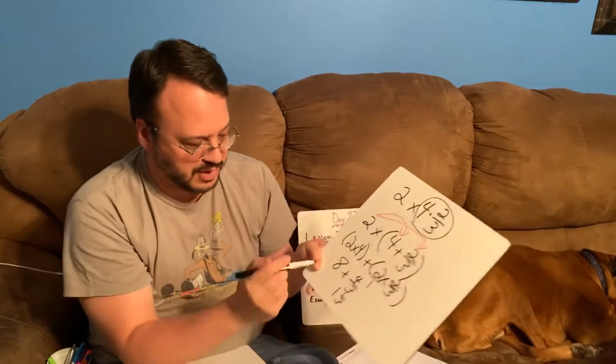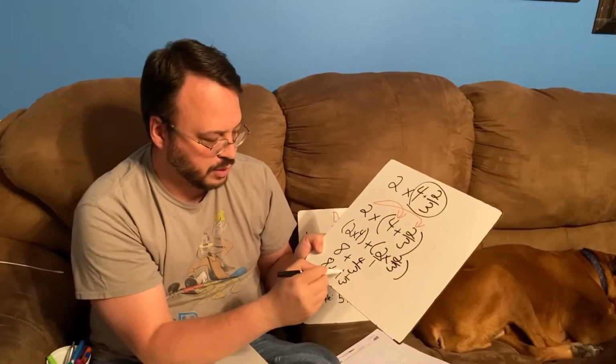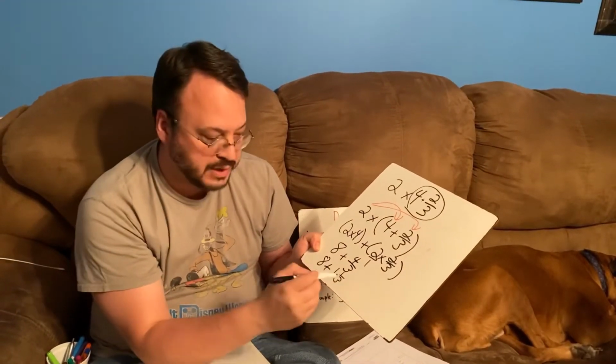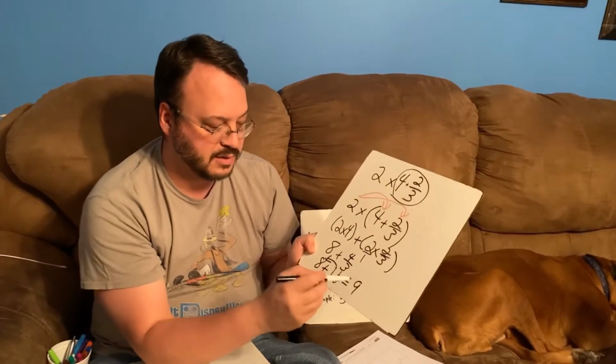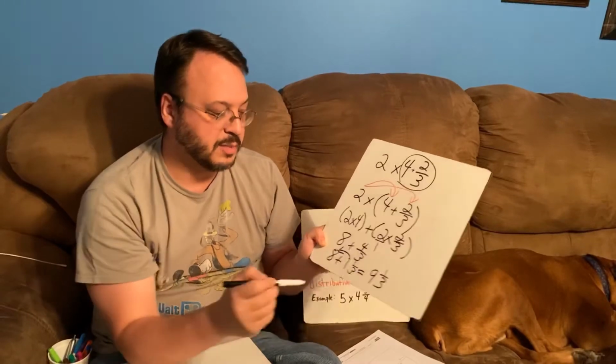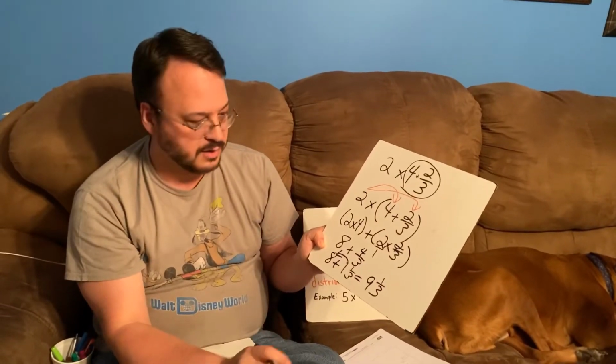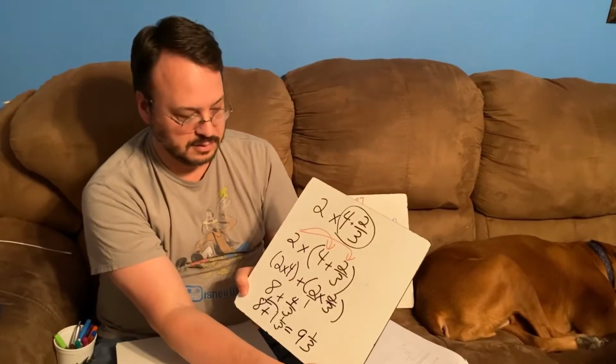I know my handwriting's getting a little sloppy here. So I'm going to have 8 plus 1 1/3. And 8 plus 1 equals 9, because I add that 1 to the 8, and that leaves me with 1/3. So my answer is going to be 9 1/3. That's how we solve this.